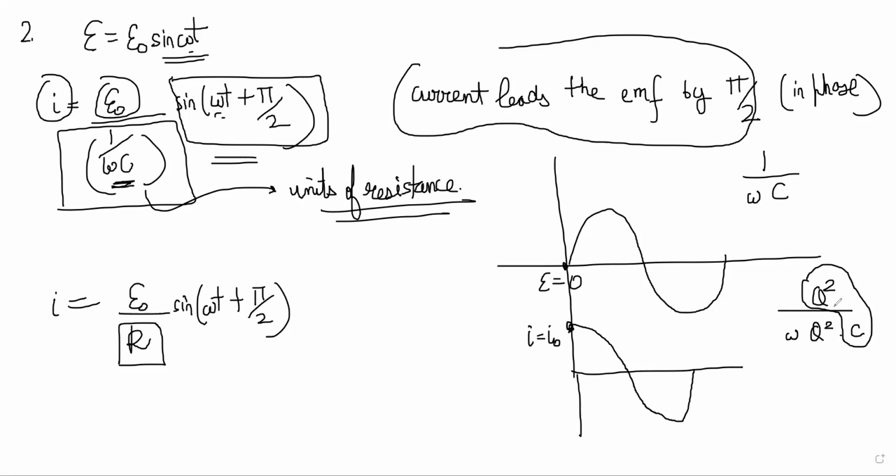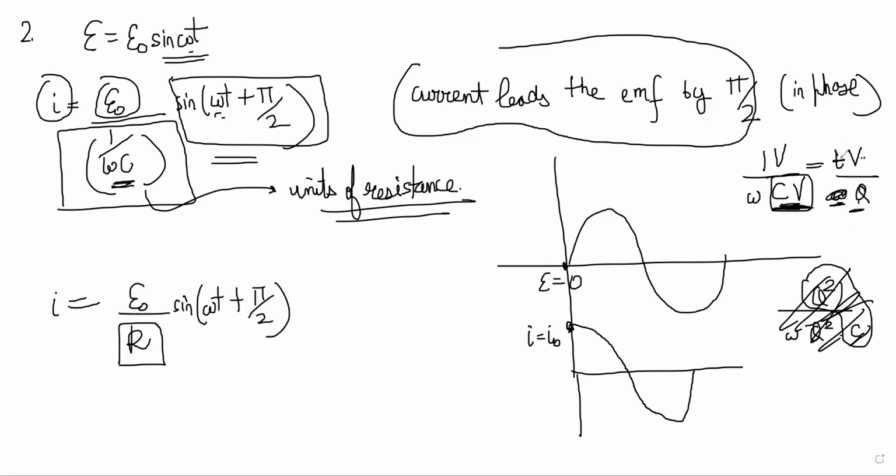Q squared by 2C will have units of energy, and maybe there is a slightly better way. Q is equal to CV. So CV times V, right? So this is units of charge. Voltage by omega, charge. So Q, and this is voltage. Omega has units of 1 by time, 2 pi by T. So 1 by time, so time comes on top, right?